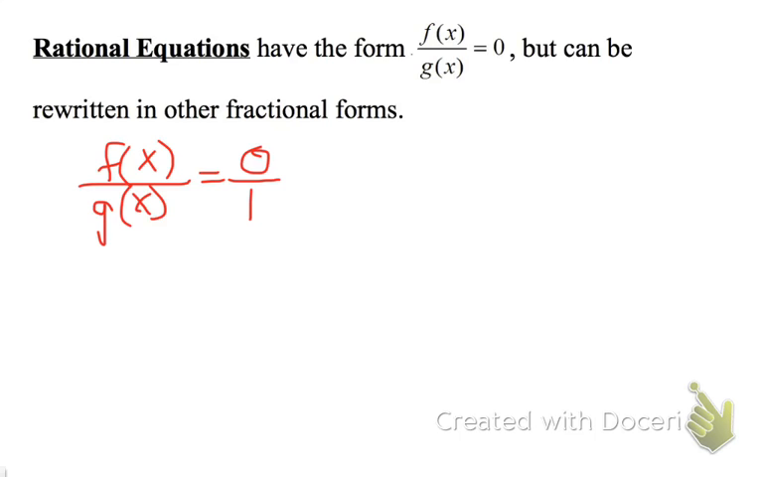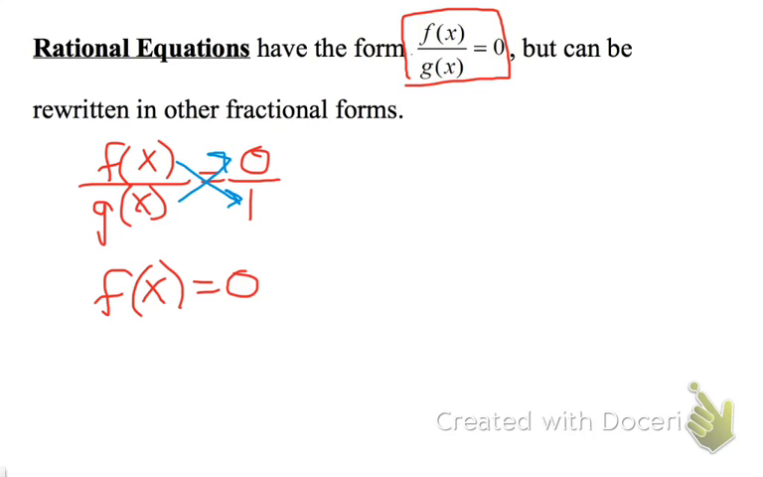If we cross multiply f of x times 1 and g of x times 0, to solve the fraction f of x over g of x equal to 0 is essentially the same as solving f of x is equal to 0. So when we go to solve rational equations, if we can get our expression in the form of one fraction equal to 0, then we can solve for the numerator equal to 0. With one possible exception we'll see in a little bit.